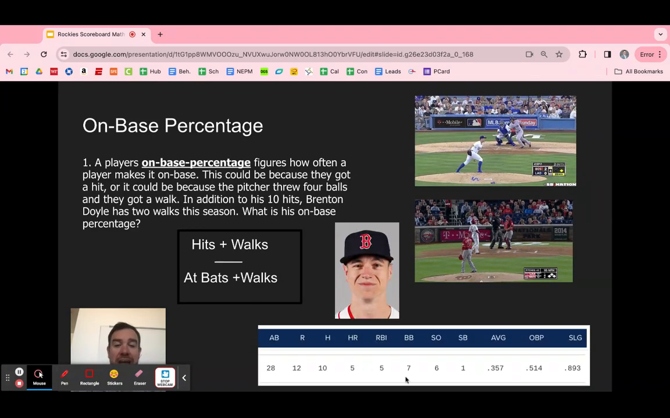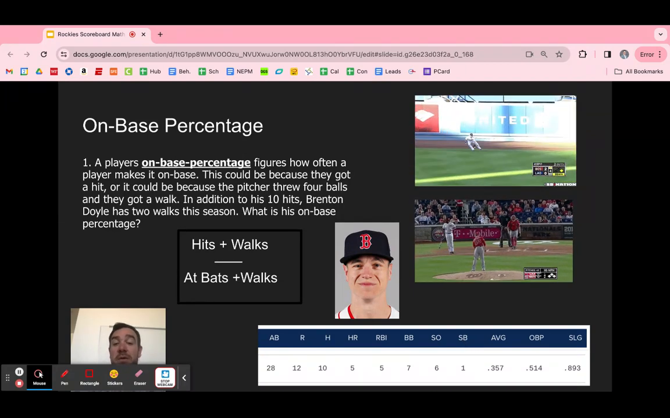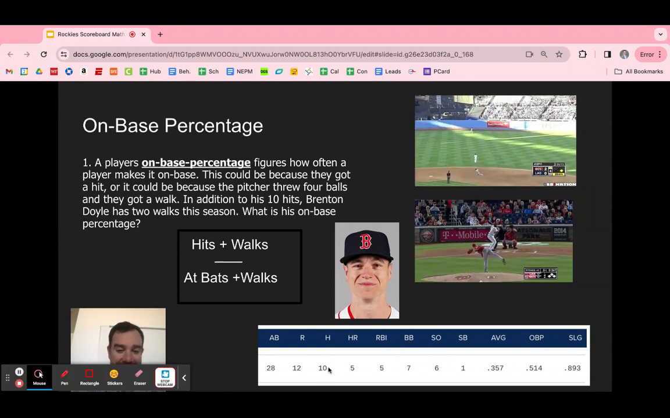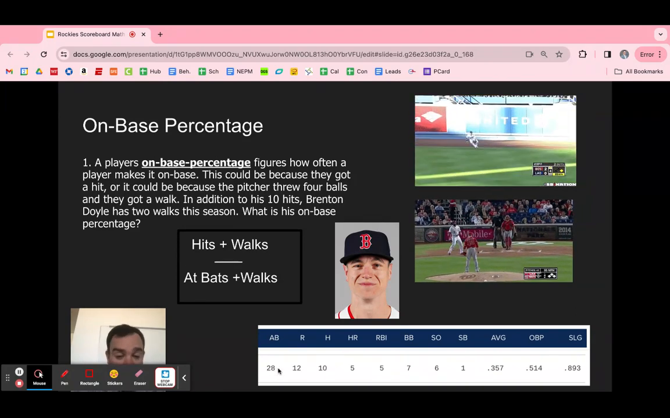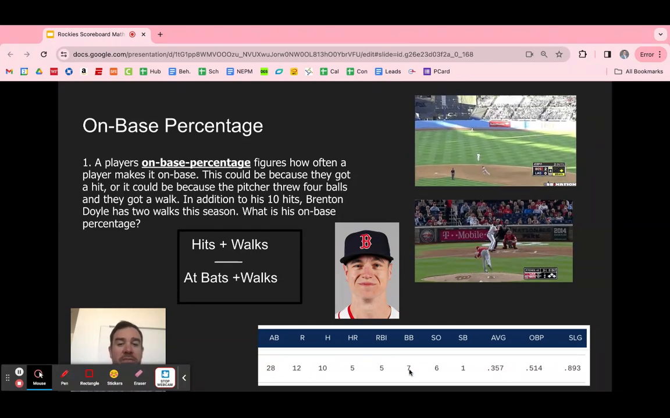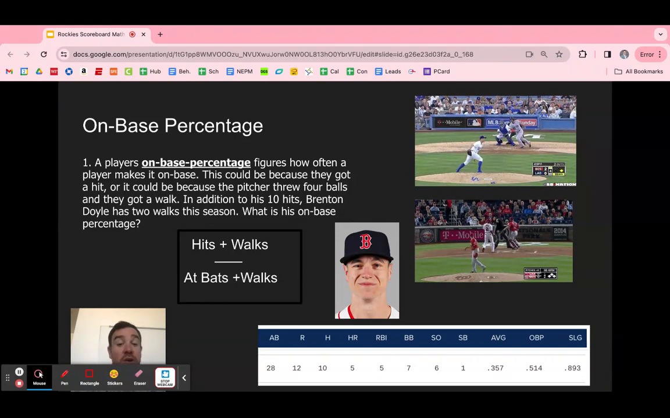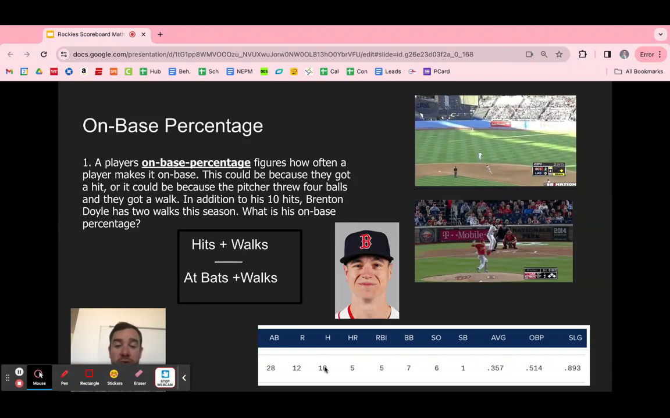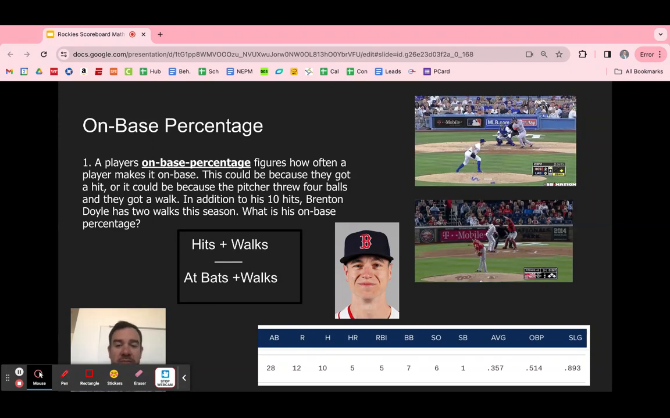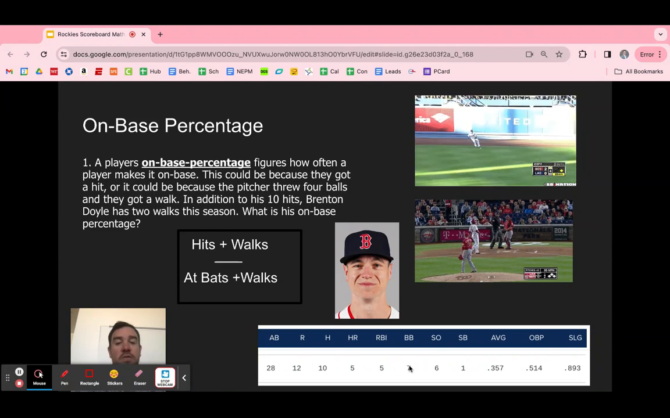Now, let's look at an example. This is a leading baseball player for the year right now. We have 10 hits so far and 28 at-bats. That's a really good batting average, that .357. But they've also got 7 walks. And so if we are to figure out the on-base percentage, we're doing 10 plus 7, so 17, and we're dividing that by the number of at-bats, 28, plus the number of walks, 35.